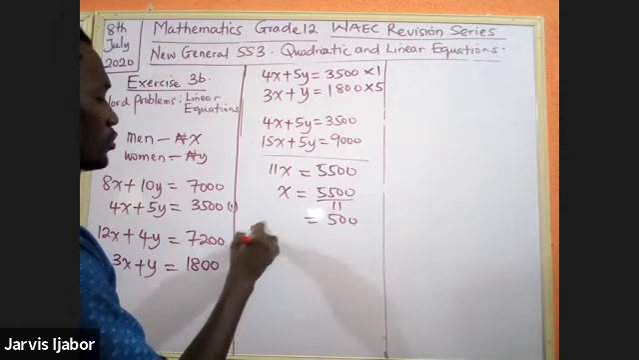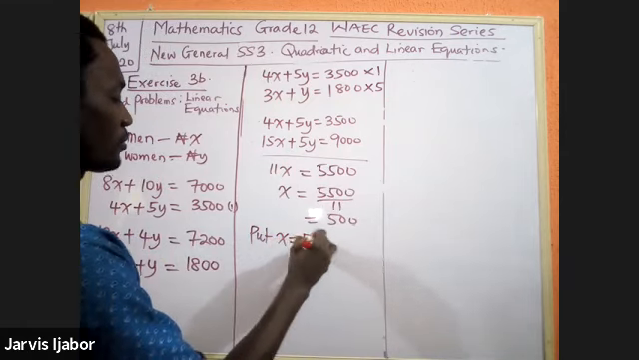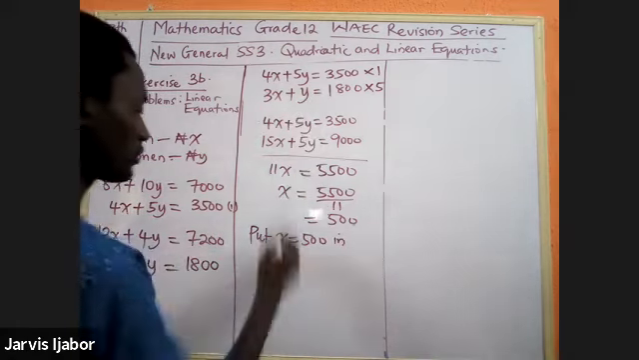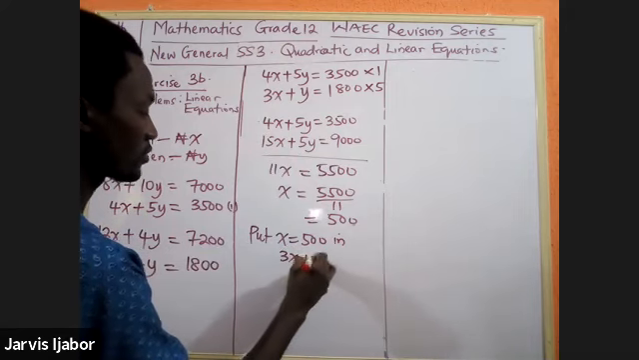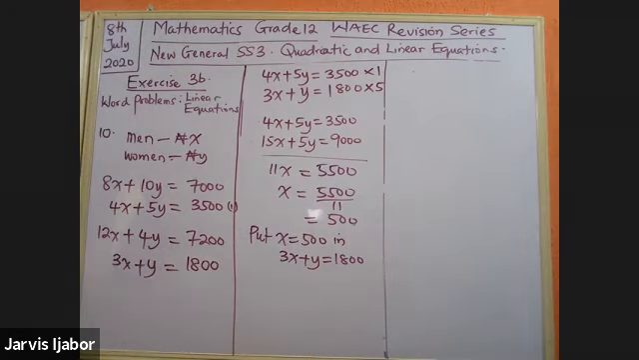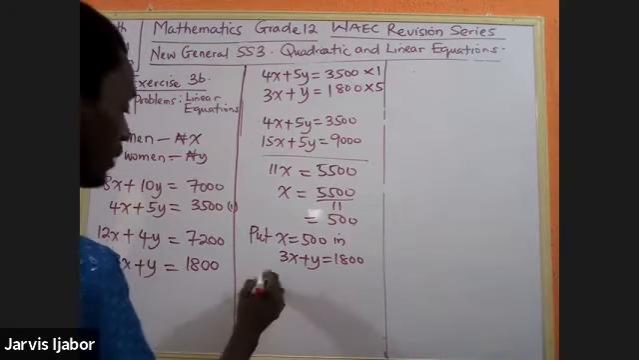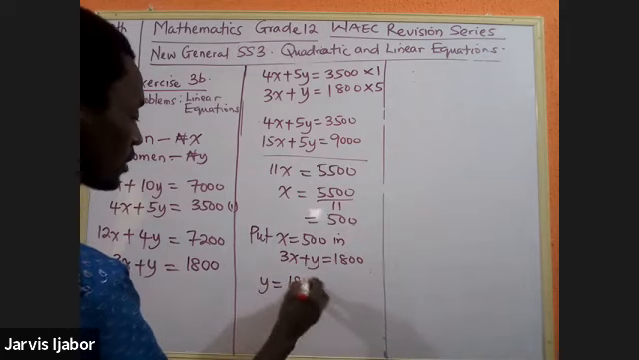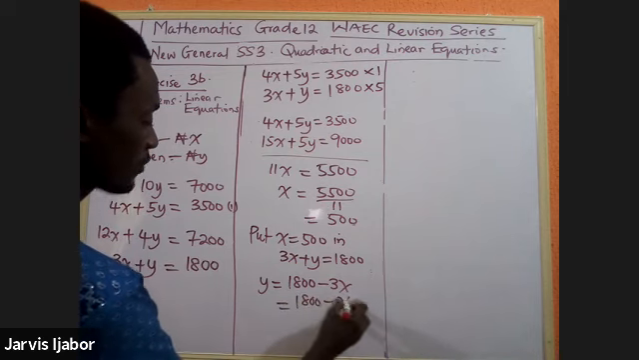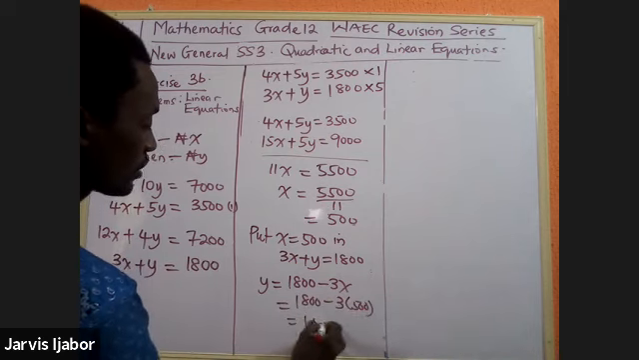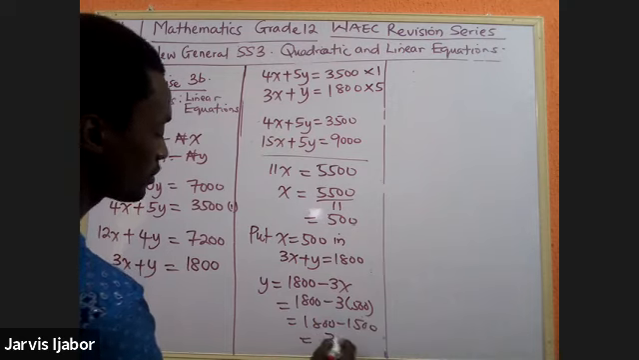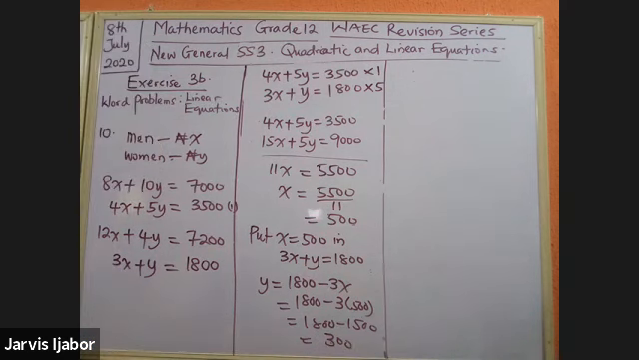Then put x equal to 500 in. I'll choose to use this equation, 3x plus y equal to 1,800. That's the one I'm choosing to use. Nobody will penalize me for that. So from here, I'll have that y is equal to what? 1,800 minus what? 3x. What is 3x? What is x? x is 500. And as such, 1,800 minus 1,500 will now be equal to what? 300. So x will be 500 and y will be 300.